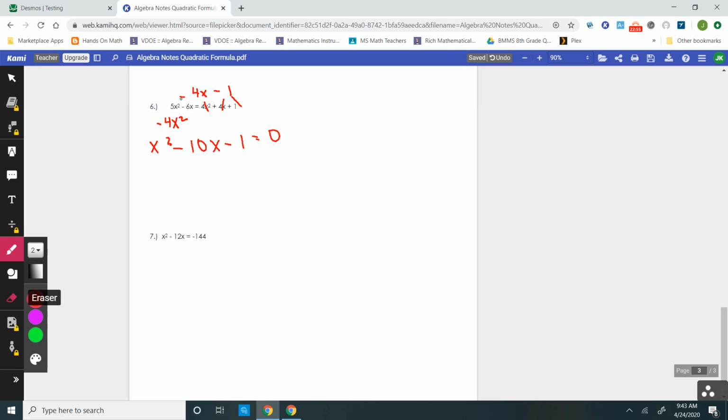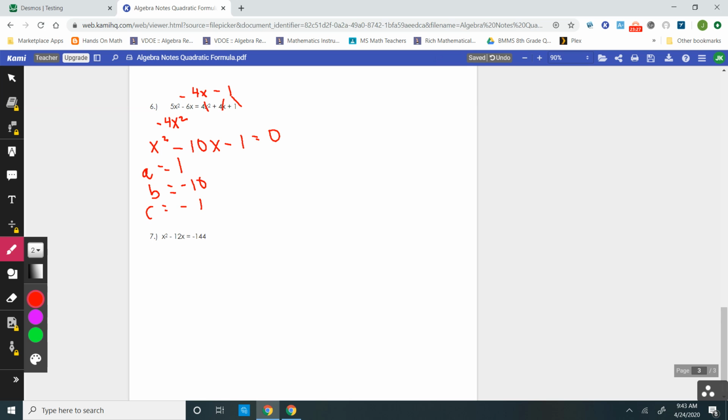And then you can go ahead and label your A, B, and C there. So your A is the coefficient of your x squared term, so that'd be a 1. And then your B is the coefficient of the x term, so -10. And then your C will be -1.